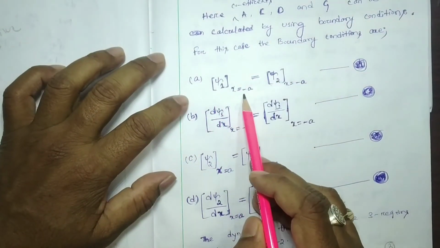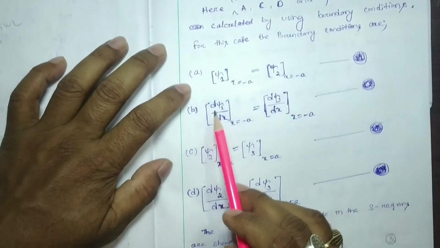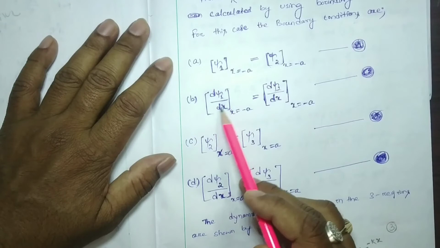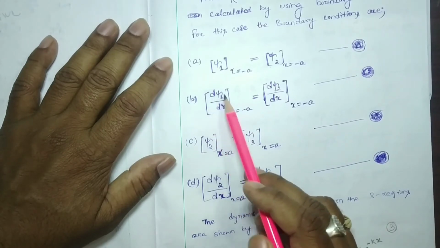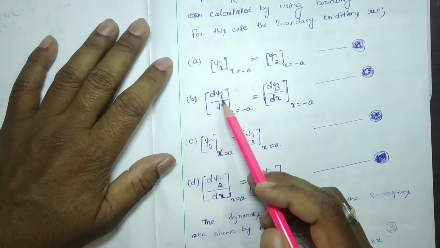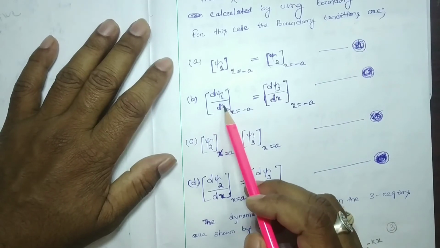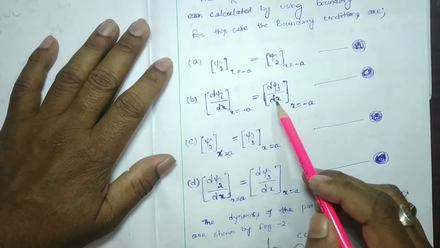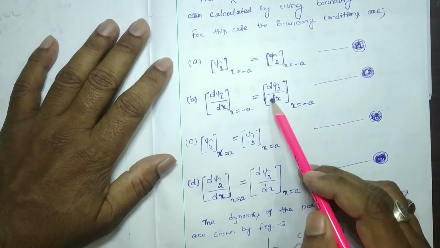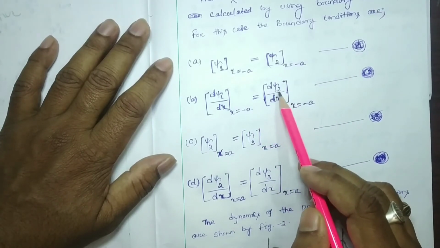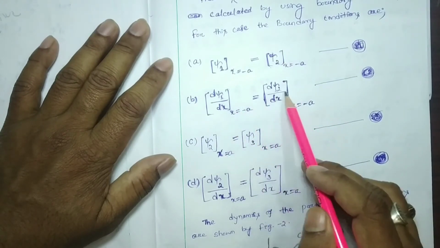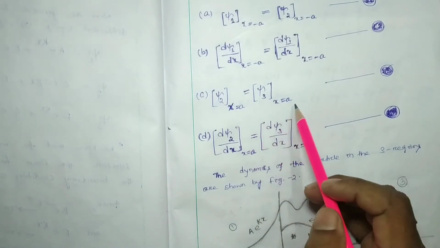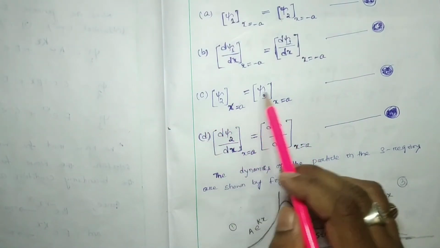Psi 1 at x equals minus a equals psi 2 at x equals minus a. The first derivative, that means the slope, or you can say the continuity, or it can also be called the gradient. The gradient of psi 1 at x equals minus a and the gradient of psi 2 at x equals minus a are both the same. Okay, and similarly psi 2 at x equals a and psi 3 at x equals a will be the third boundary condition.